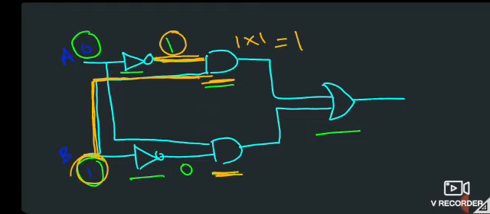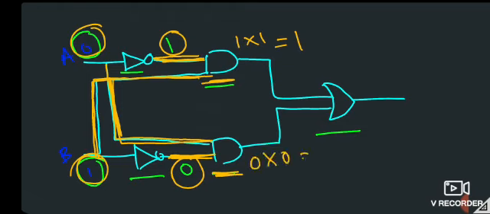In the case of the second AND gate, there are two inputs, 0 and 0. 0 into 0 equals 0.